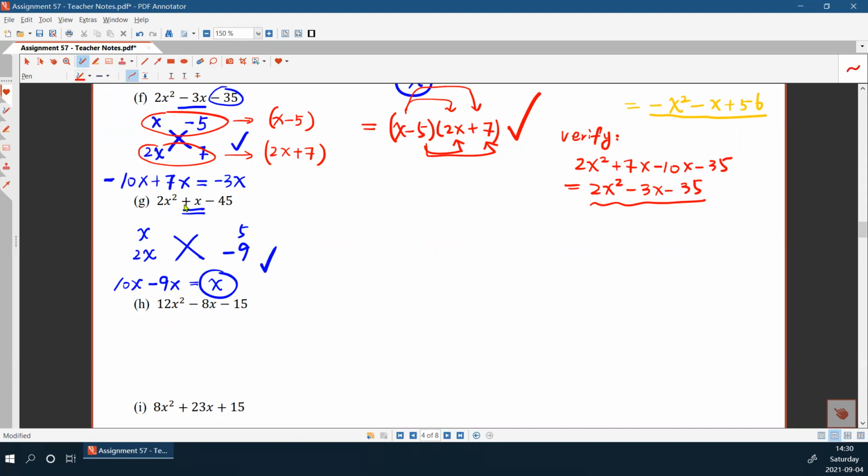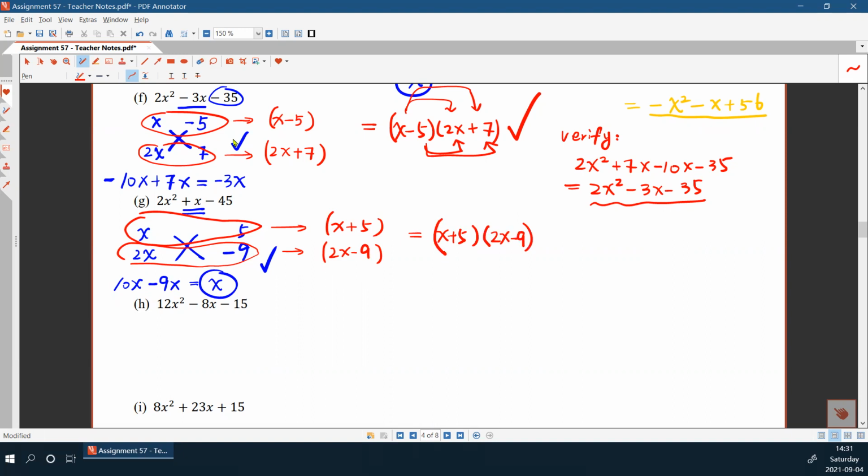And if it's working, the first factor would be this one, right? Which is x plus 5. And the second row corresponds to the next factor, which is 2x by minus 9, right? Okay, so the original expression is factored to x plus 5 times 2x minus 9, right?